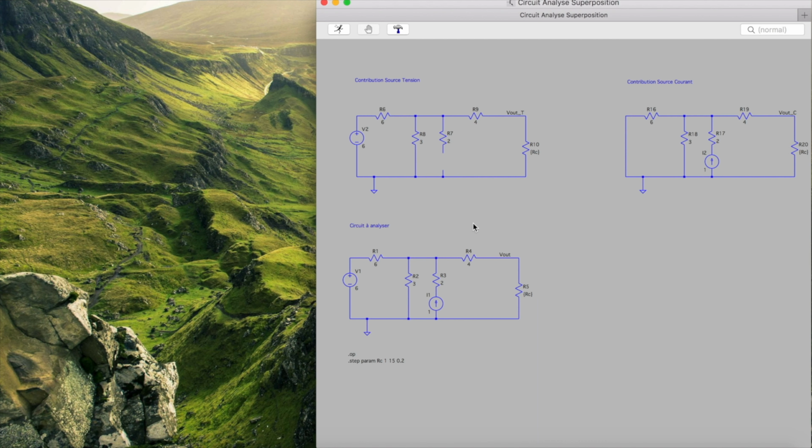To do the analysis of superposition, we will first consider the circuit with the contribution of the single voltage source. So here I have replaced the current source with an open circuit. Then I took the same circuit but studying the contribution of the current source. I then replaced the voltage source by a short circuit. I launched the simulation.